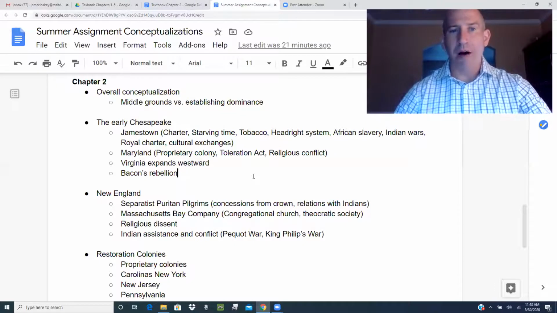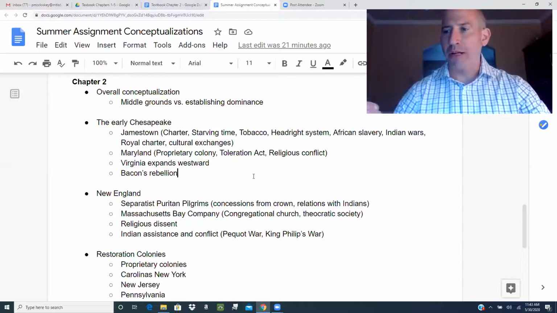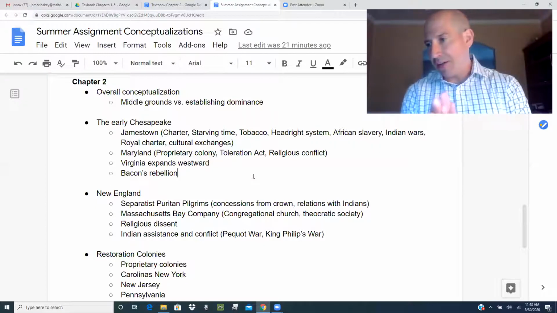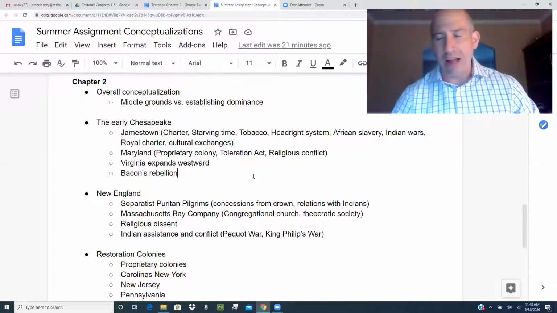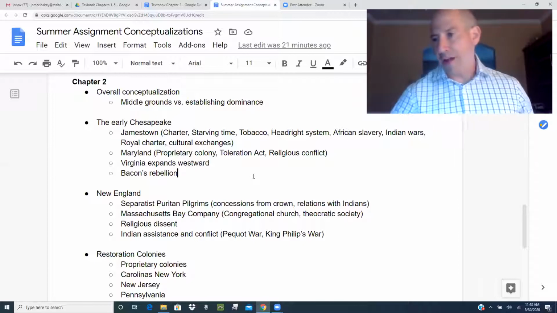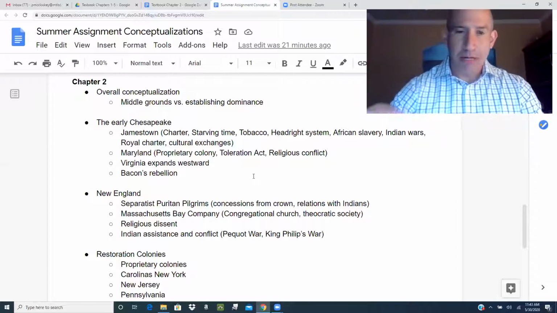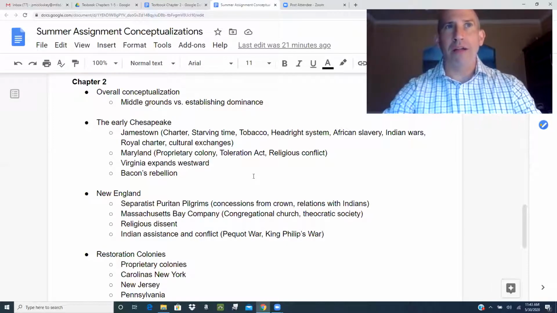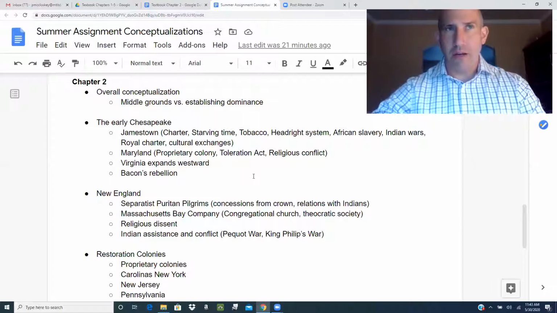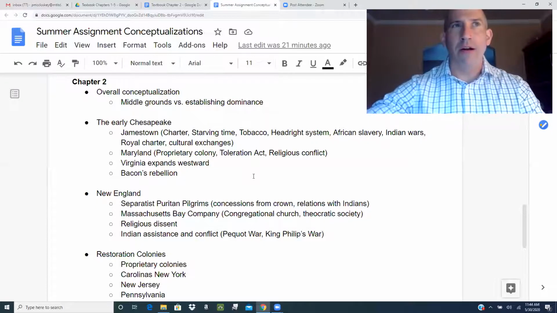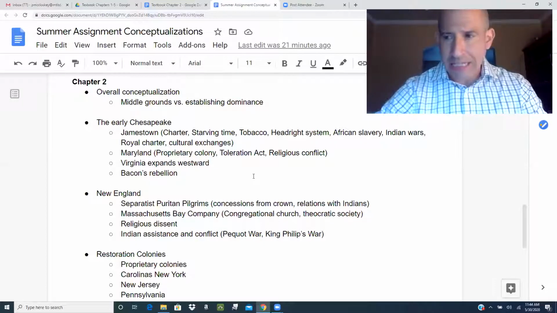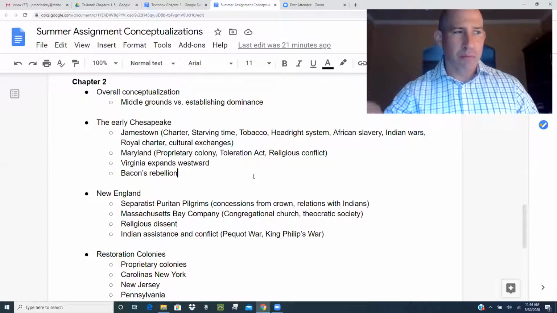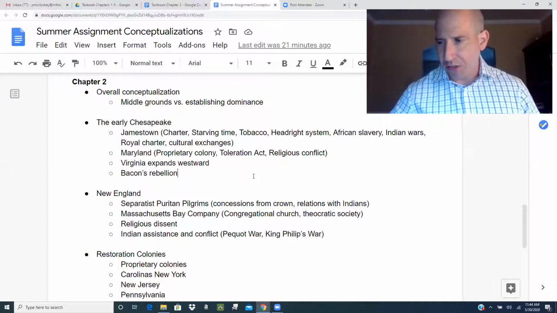They talk more about Virginia expanding westward, coming into not only conflict with the Indians, but Bacon's Rebellion in 1676 is one of the biggest deals ever. Your textbook gives it a lot of ink. I wish they gave it even more, but it shows that conflict between groups of colonists where the coastal tidewater planter elite do not share the interests of the people in the backcountry, who are mostly former indentured servants.